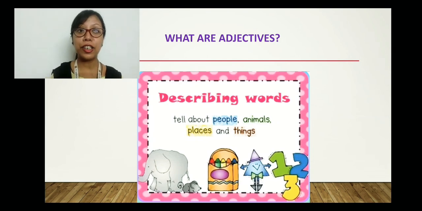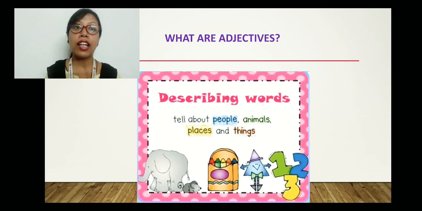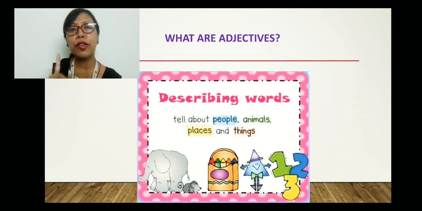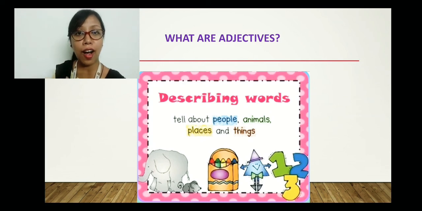I know that you have read adjectives in class 1. So we are going to recall it once again. Describing words are called adjectives, which means they tell about people, animals, places and things. Now do you remember what is a noun? A noun names a person, animals, place and things, right?